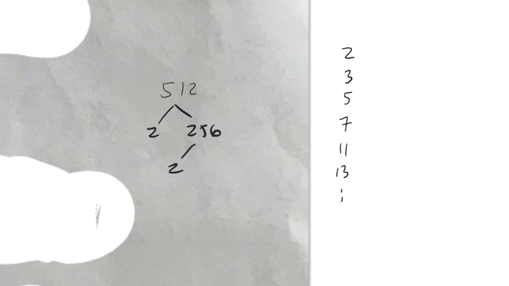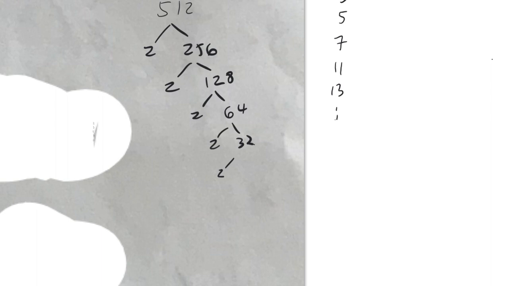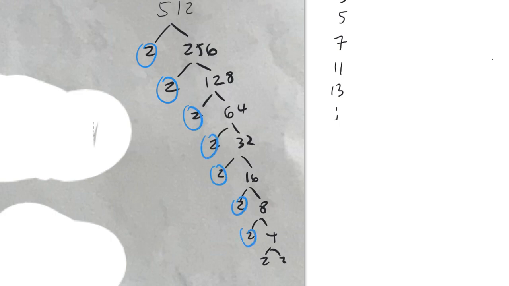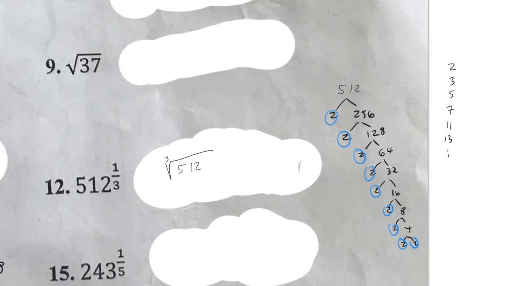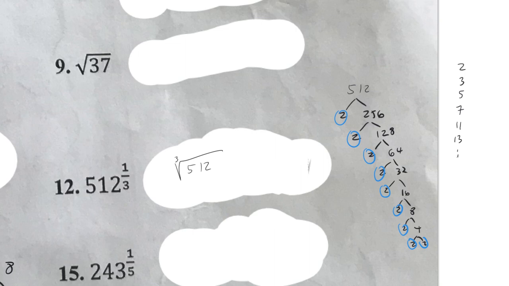Again, I feel like we were here already. That's going to be 2 times 128, which is 2 times 64, which is 2 times 32, which is 2 times 16, 2 times 8, 2 times 4, 2 times 2. So that's 1, 2, 3, 4, 5, 6, 7, 8, 9 total twos there. So therefore, the cube root of 512 could be rewritten as the cube root of 2 to the ninth.